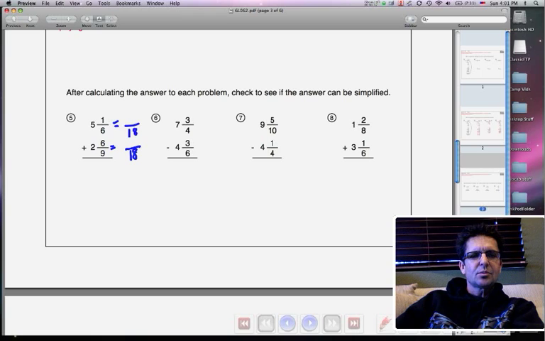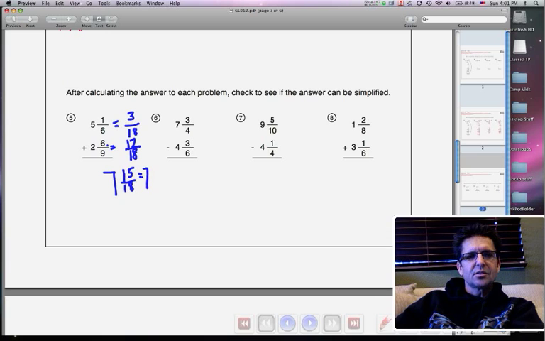And 6 times 3 is 18, so 1 times 3 is 3. 9 times 2 is 18, so 6 times 2 is 12. When we add these up, we're going to get 15/18. And 5 plus 2, don't forget the whole numbers, is 7. So the answer is 7 and 15/18, but 15 and 18 can be simplified or reduced, and 15 and 18 can both be divided by 3.